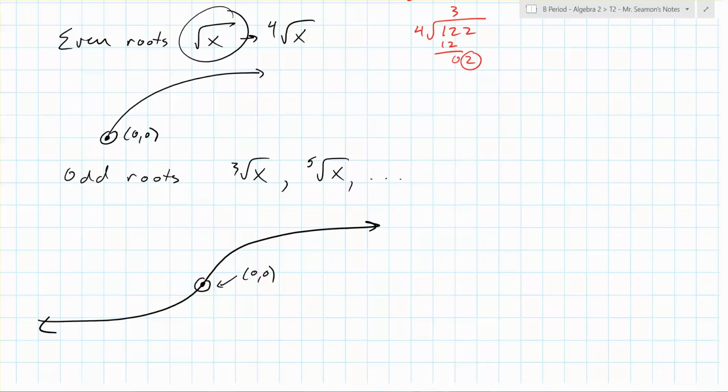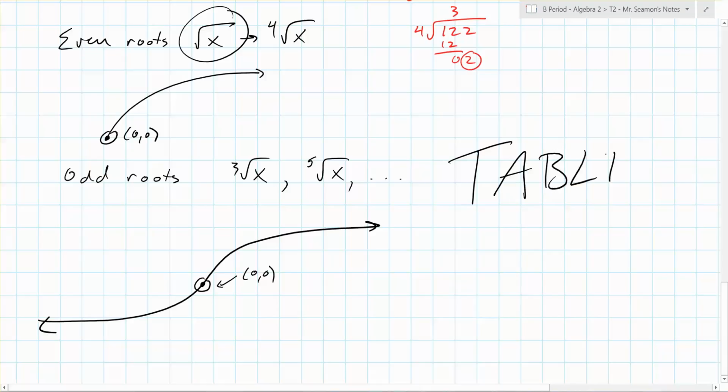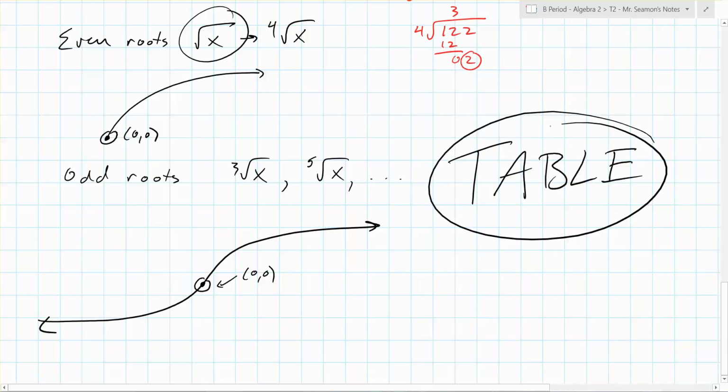If you're ever in doubt and you don't know how to graph it, what can you always make? A chart, a table. You can always make a table. But in this case, you can always plot points.